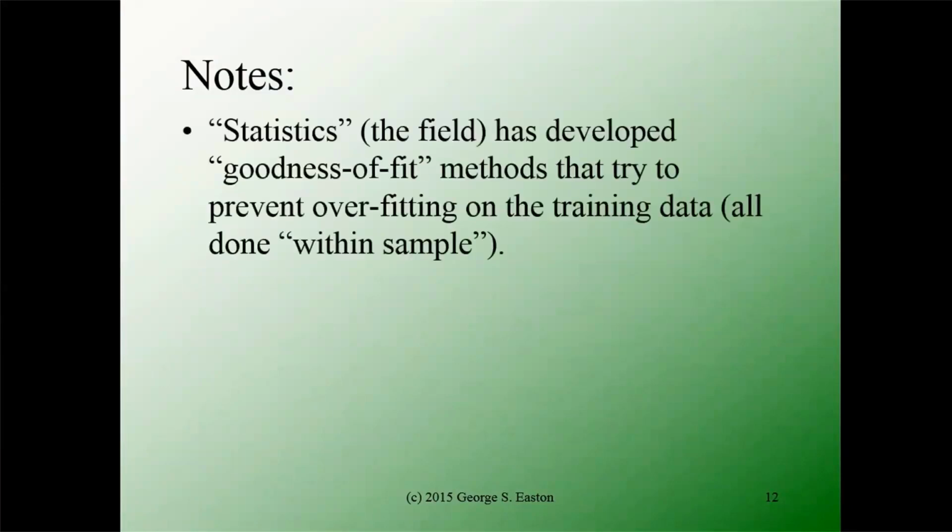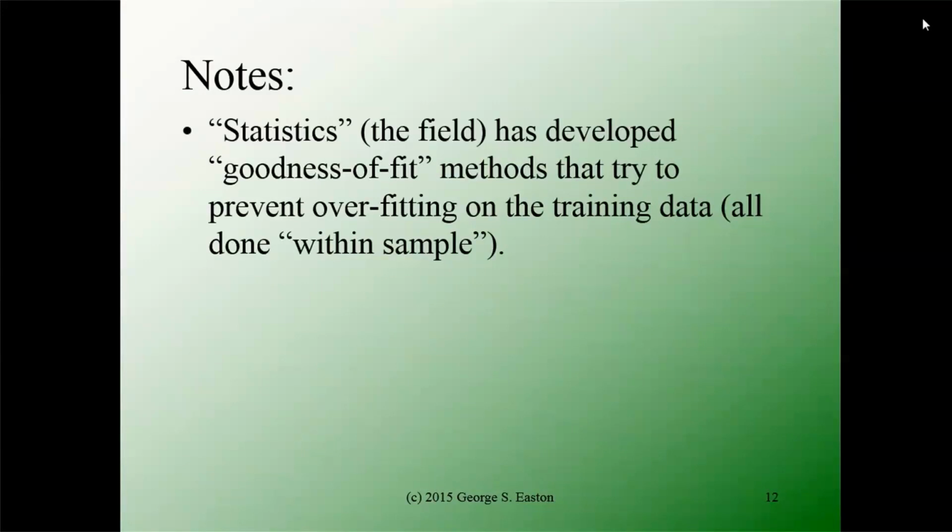Now, before I go on, I want to make some comments about the problems of overfitting and of model selection in statistics. Traditionally in statistics, the sample sizes that we have been dealing with have not been so large that it's been particularly practical to hold out a validation and a test sample. As a result, the field of statistics has developed a number of goodness of fit methods that try to prevent overfitting of the data, all on the training data, and that is without a validation sample. So it's all done within sample.